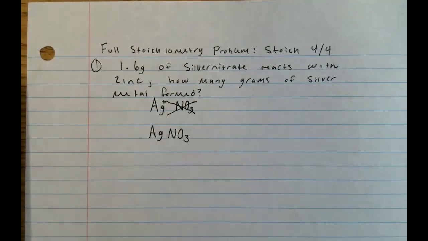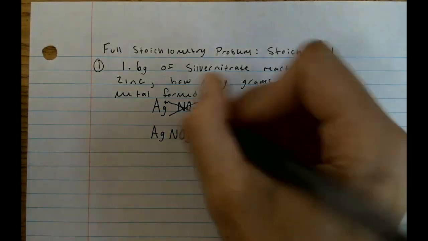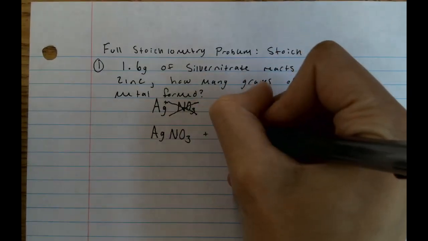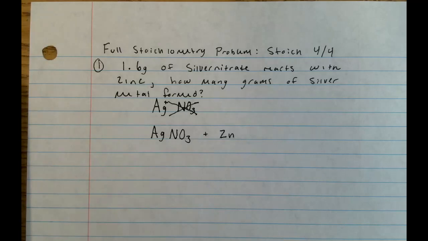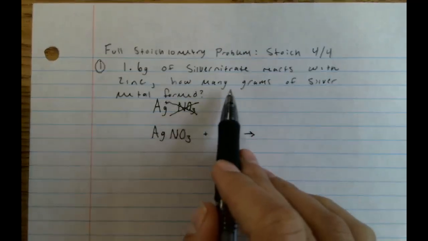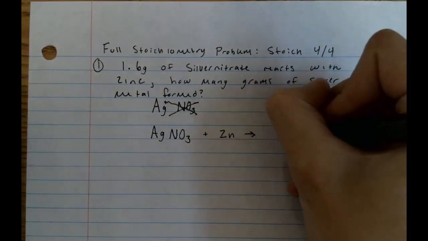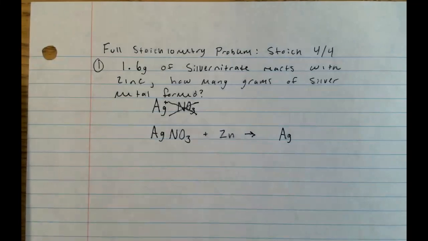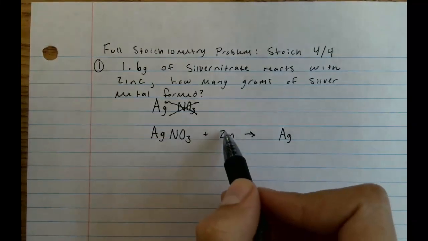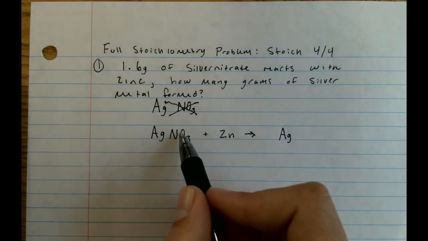So what we're doing is taking silver nitrate, AgNO3, and reacting it with zinc. Zinc is just a metal, so it's just going to be Zn. Then it's saying that we want to figure out how many grams of silver metal formed. So I know at the very least I'm forming silver. This looks like a single replacement reaction where zinc is going to come in and kick silver out of this bond, and so zinc is going to bond with nitrate.